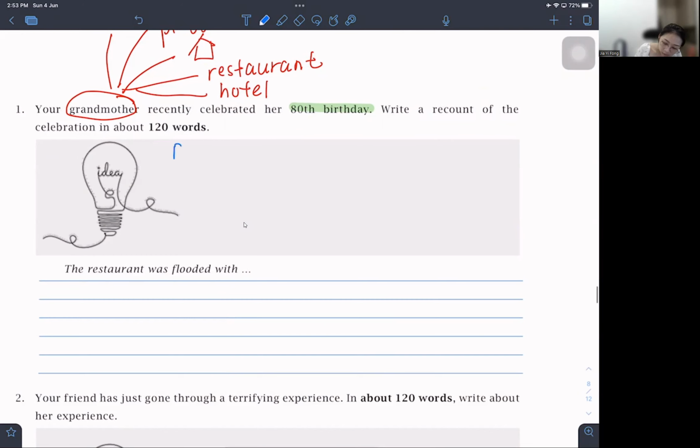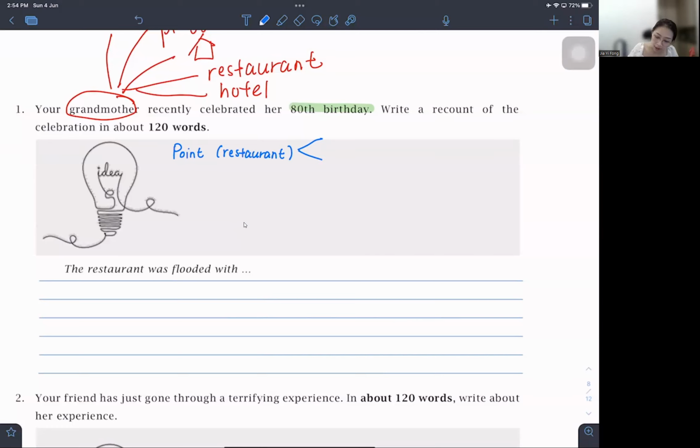So I will always begin with the main point. The main point for my introduction is to decide on your setting. Where do you want to celebrate? Let's say if I were to celebrate in a restaurant, you need to give me 2 ways to describe the restaurant. So how can I describe a restaurant?